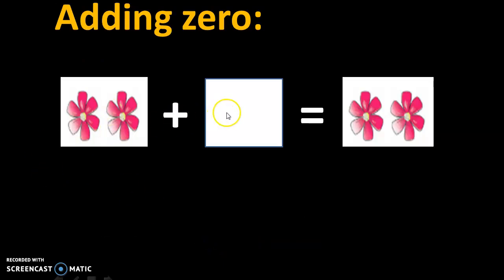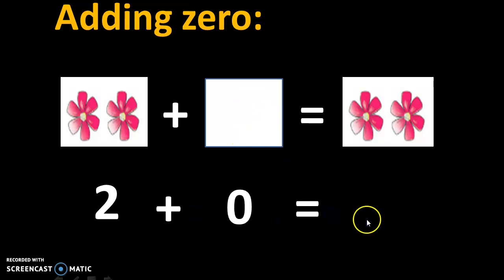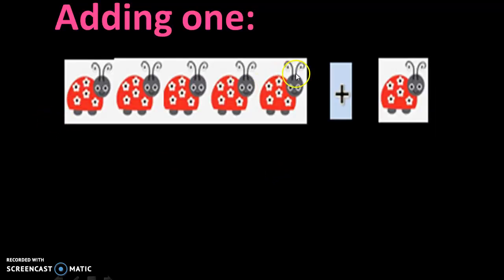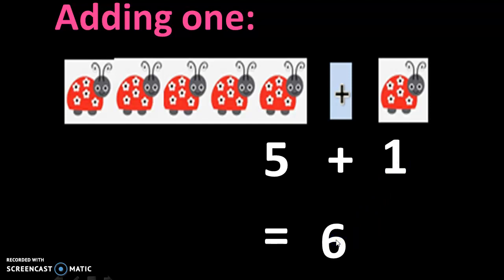So first, adding 0. Any number with 0 will give you the same number that is given here. So here 2 plus nothing, that is 0, will give you the same 2. Okay, that is our adding with 0. Now adding with 1. So here 5 sets of bucks are there, plus 1 is coming. So plus 1 will give you the next number, that is the after number, or 1 more than that. The next number is 6. 5 plus 1 is 6. That is what adding is. When you add 1, you get the next number, the after number.